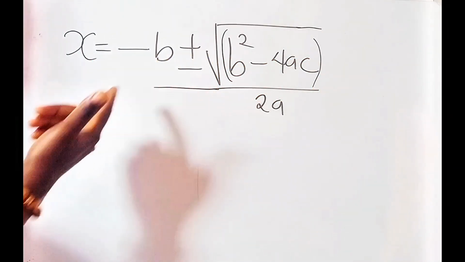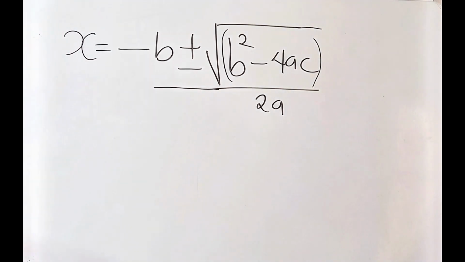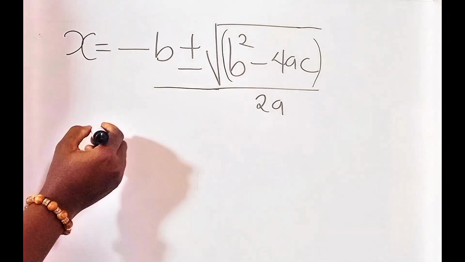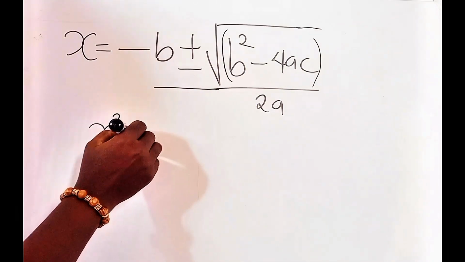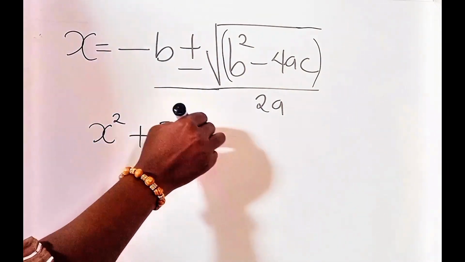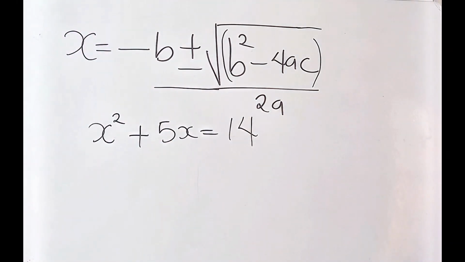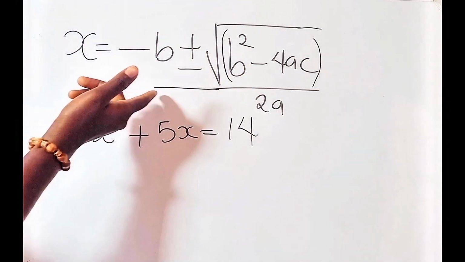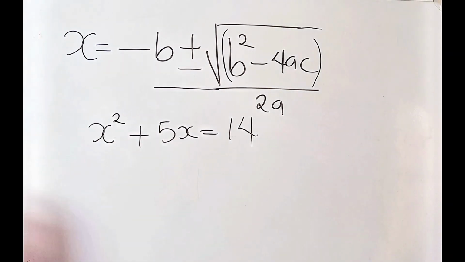Familiar with this formula we have here? This formula is called the quadratic formula, and I'll be using it to solve quadratic equations where we cannot readily factorize. For instance, we have this equation here, x squared plus 5x equals 14. In order for us to solve using this formula, we are going to express this equation in the standard form.